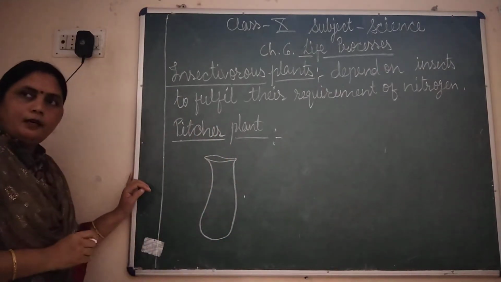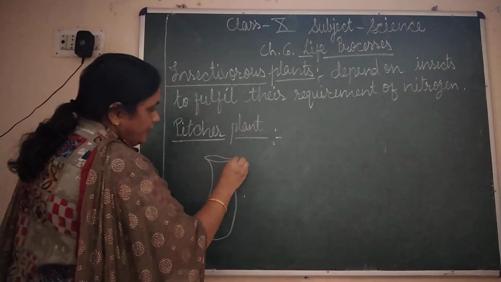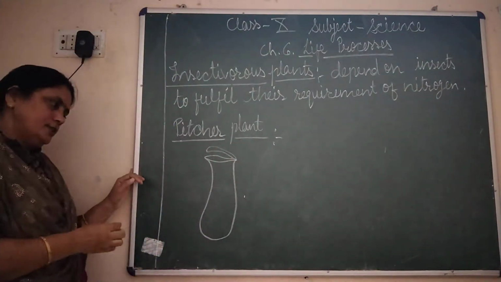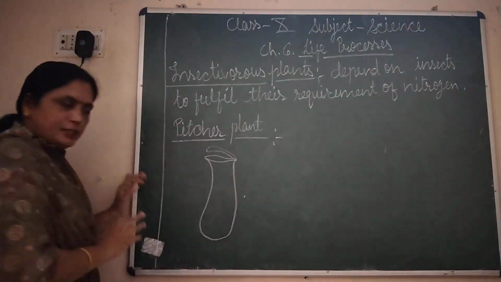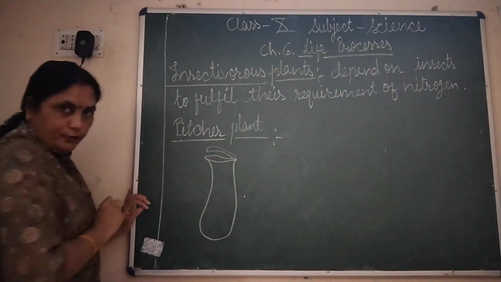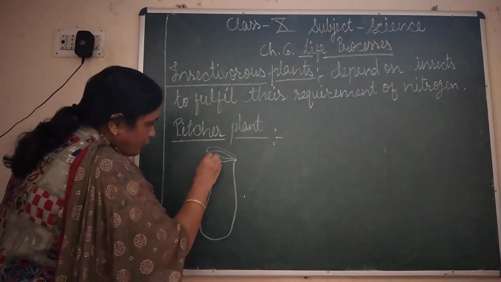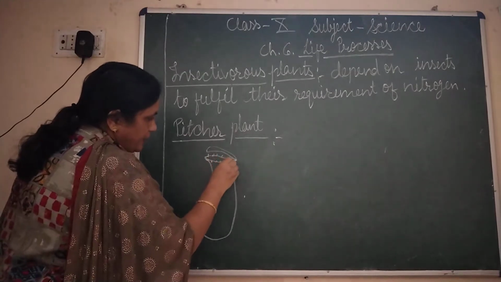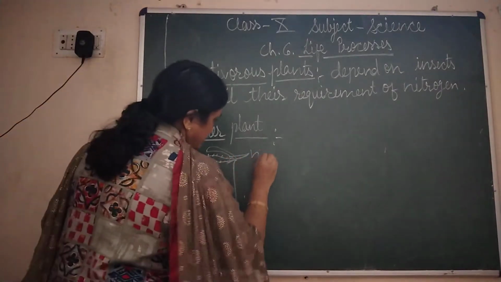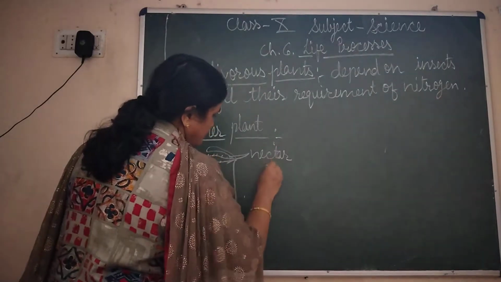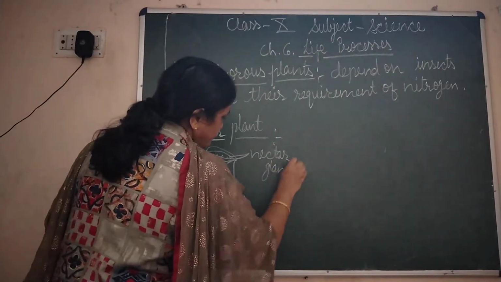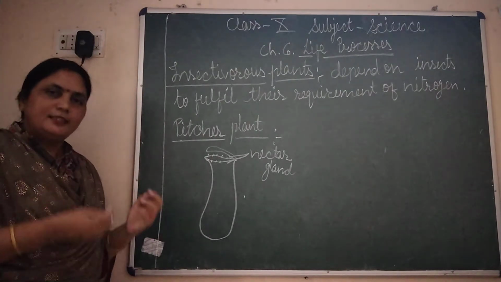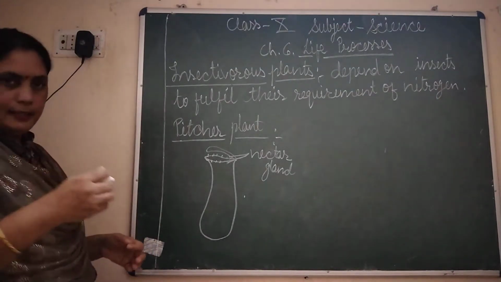The leaf of a pitcher plant takes the form of a pitcher. It looks like a pitcher. It is green in color and its shape is like a pitcher with a lid also. And children, on the mouth of this pitcher-like leaf, there are some nectar glands. Nectar is a sweet, pleasant smelling, sticky substance which attracts the insects.